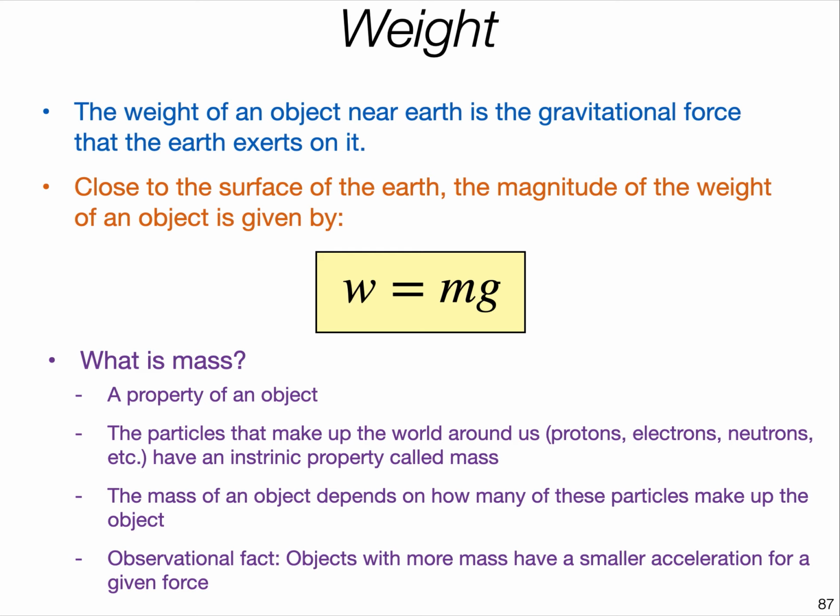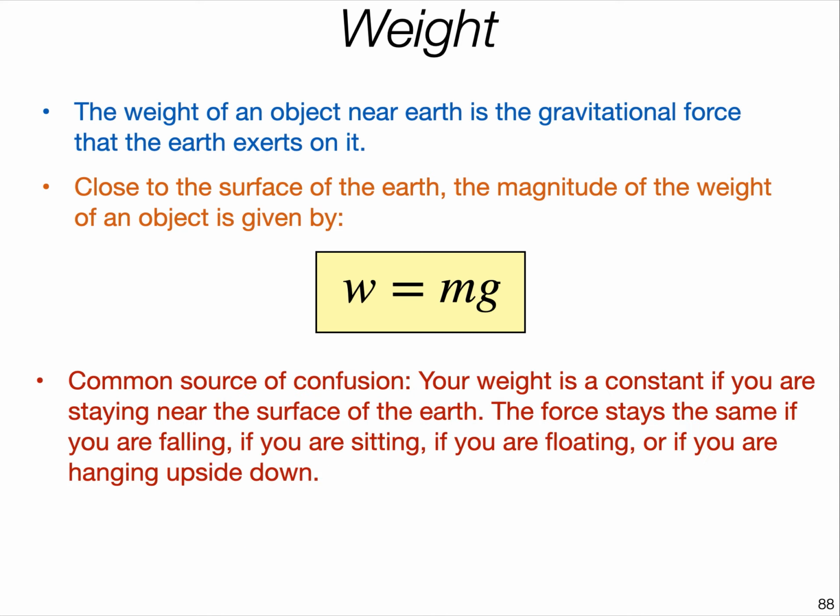And so it's an observational fact that objects with more mass have a smaller acceleration for a given force. So if you wanted to measure the mass of an object, say you're in space, and you wanted to measure the mass of an astronaut, how would you do that? Well, you could apply some standard force to that person and then measure their acceleration. The more massive they are, the smaller they will accelerate for that given force. So mass is this built-in property.